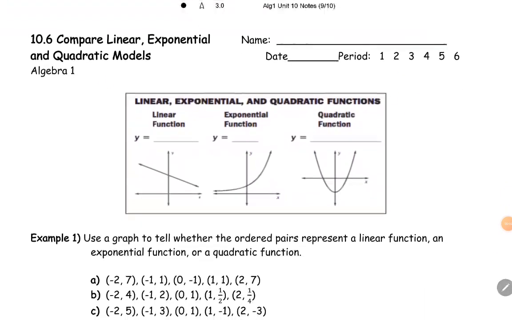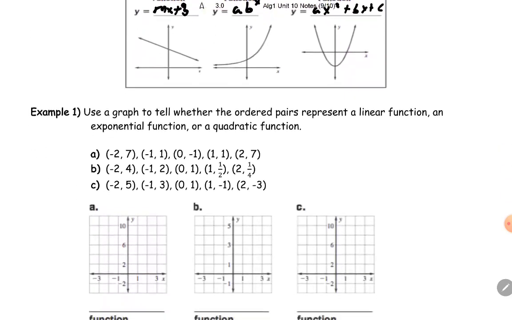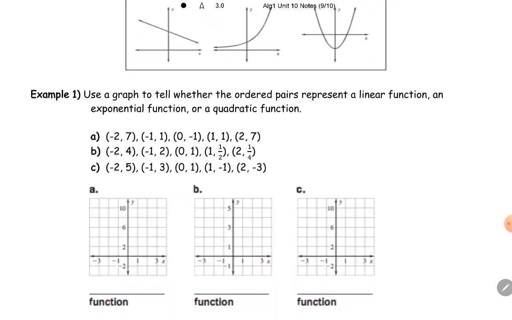In Algebra 1, we're going to be comparing linear models, which are our straight lines, y equals mx plus b, our exponential functions, which is a times b to the x power, and our quadratic functions, which are U-shaped, y equals ax squared plus bx plus c. Example 1. Use a graph to tell whether the ordered pairs represent a linear function, an exponential function, or a quadratic function.